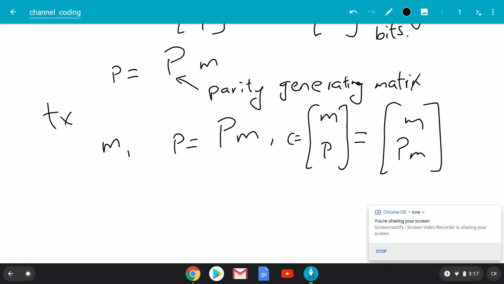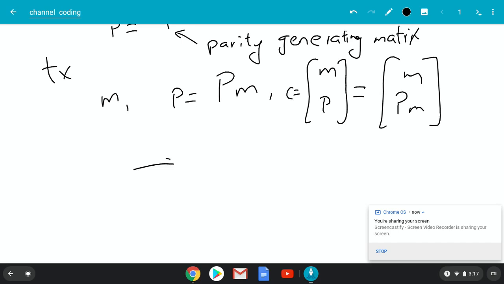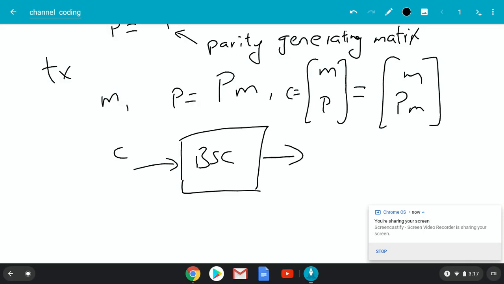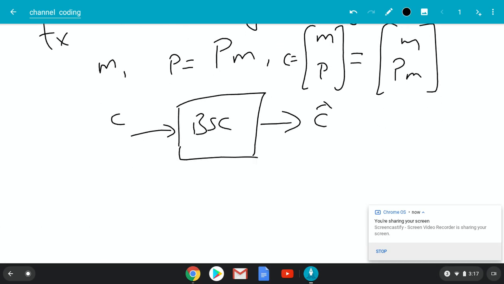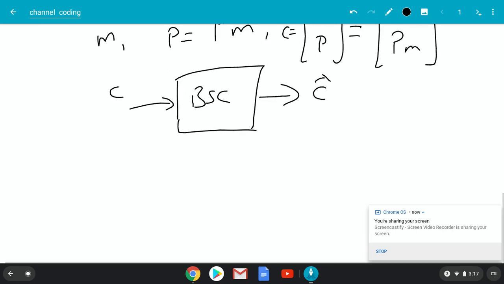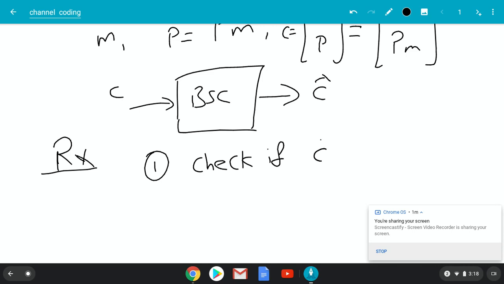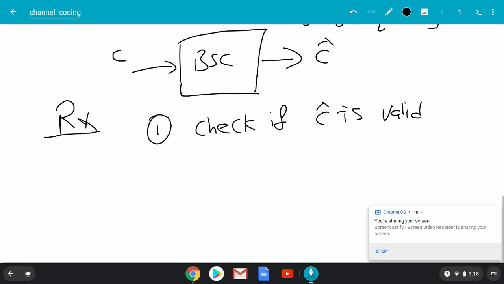Then you transmit your code bits through the binary symmetric channel, and out comes c hat. If you're lucky, c hat will be equal to c. But if there are errors, c hat will not be equal to c, and that's the problem. So at the receiver, first, check if c hat is valid. So when is c hat not valid?